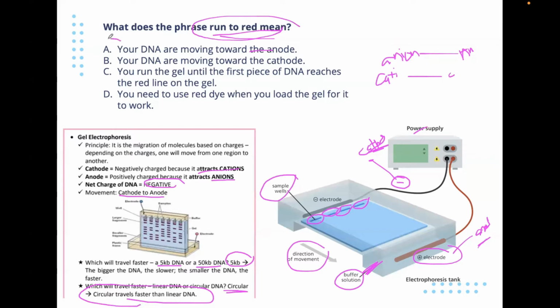Okay, the answer for that is letter A. Your DNA are moving toward the anode. Again, remember, our anode has a red wire. It represents the positive electrode. So in the phrase run to red, your DNA are going to the red, meaning they are going to the anode. Please do take note.